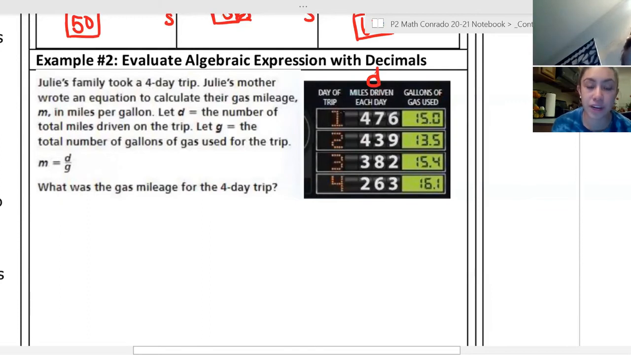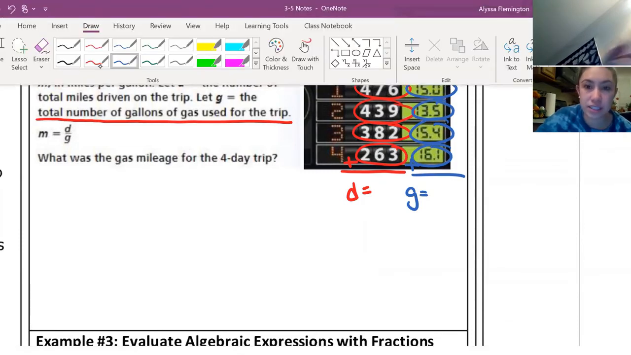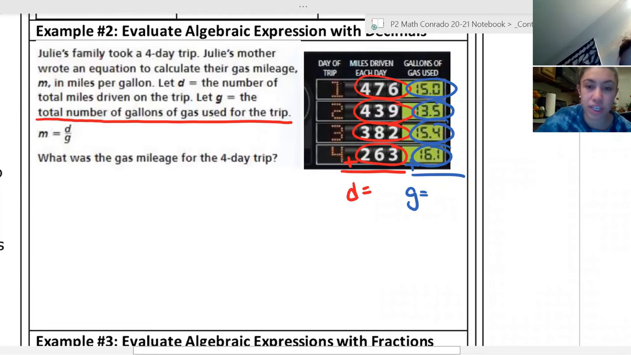We have another variable g, which is going to equal the total number of gallons of gas used for the trip. Since d is the number of total miles driven on the trip, we're going to add all 4 days of miles that were driven each day. When we add 476, 439, 382, and 263, we get 1,560.